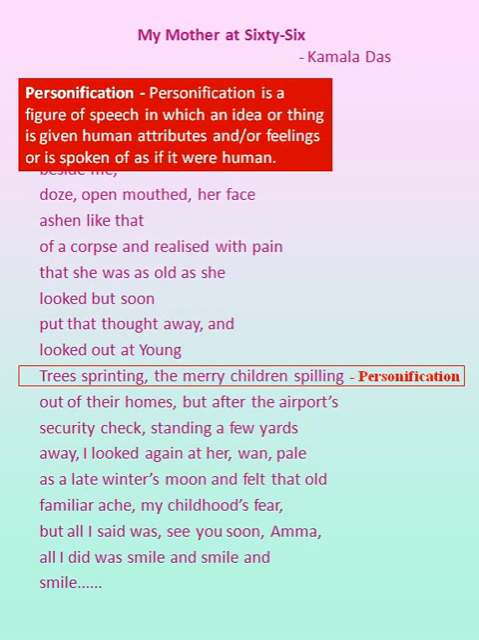Personification. Personification is a figure of speech in which an idea or thing is given human attributes and feelings, or is spoken of as if it were human. In the line "Trees sprinting, the merry children spilling," personification is used. Sprinting or running is a human behavior. Actually, it is the fast movement of the car which makes the trees look like they are running along the car. So the trees are personified, hence the figure of speech used here is personification.